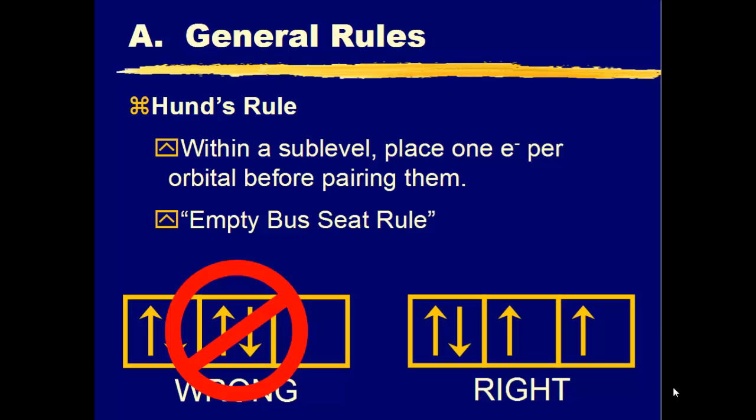The third general rule for writing good electron configurations is called Hund's rule. Sometimes Hund's rule is called the empty bus seat rule, but yesterday when we were drawing the hog Hilton configurations, this was the rule that said that hogs don't like to share their rooms with other hogs. Now if you look at the pictures at the bottom, the one on the left is wrong because in the first room there are 2 electrons. In the middle box there are 2 electrons, and on the right there are no electrons. A better configuration would be the one that's drawn on the right.